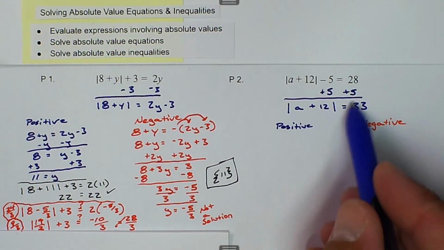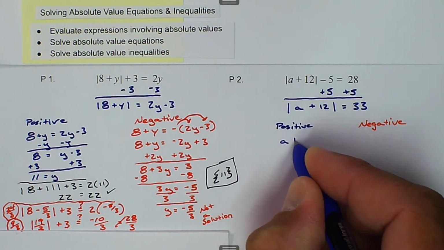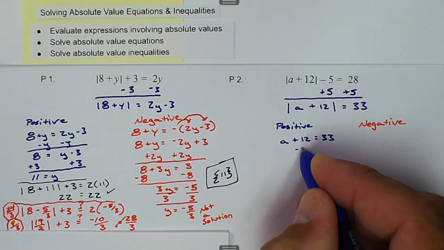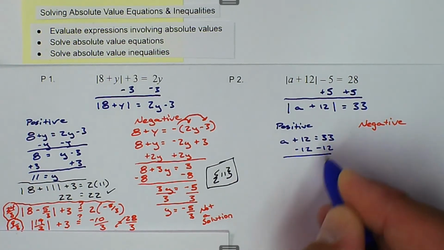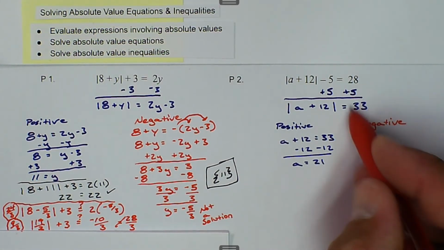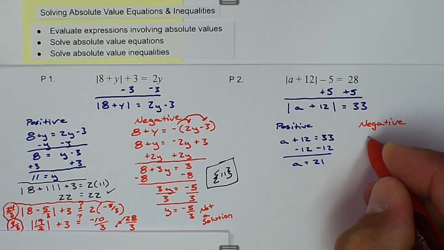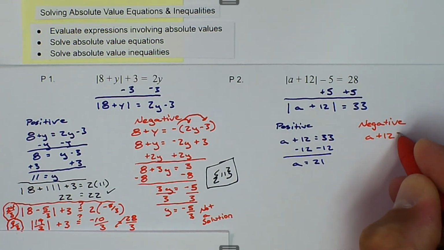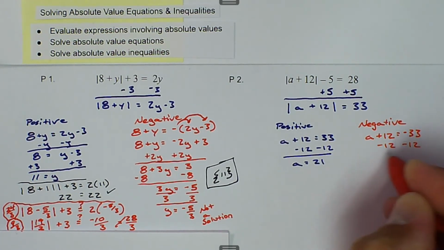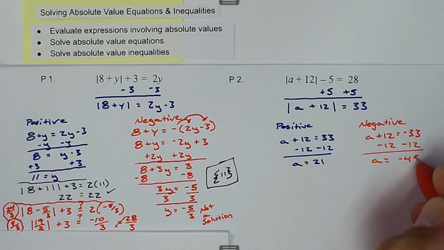So a plus 12 is positive. We just leave the right side alone. So we just write a plus 12 is equal to 33. Then we can subtract 12 from both sides, and we get a is equal to 21. Checking for the negative solution, we have to change the right side to negative. So we have a plus 12 is equal to negative 33. Subtract 12, and then we get a is equal to negative 45.